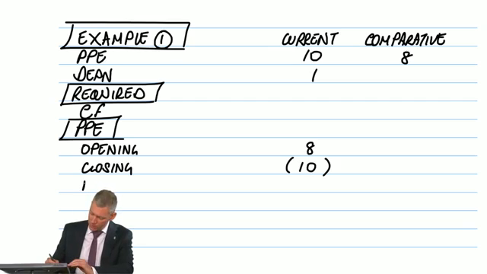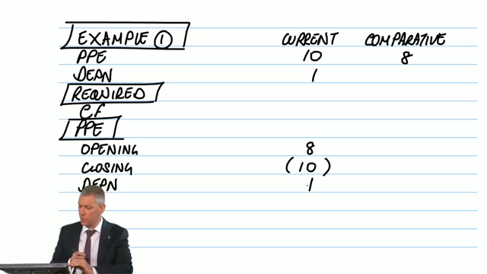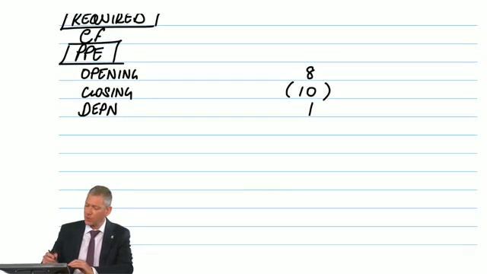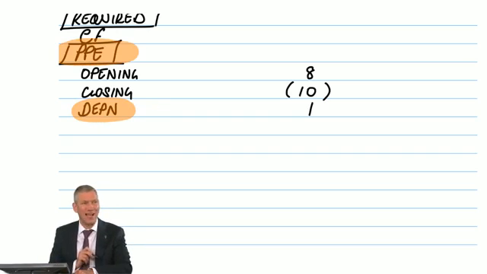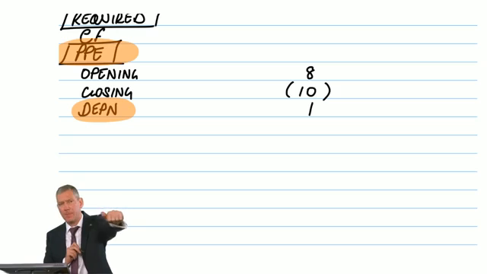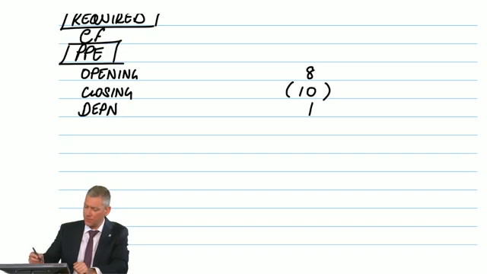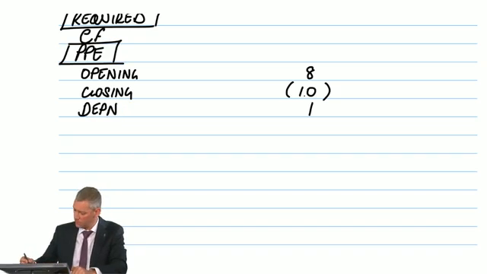Then we have depreciation. Depreciation's 1. And what you do is you ask this very reasonable question: what did this do to that? Depreciation made PPE go down. So because of the downness of depreciation, you stick a sausage on it and you end up with -3.